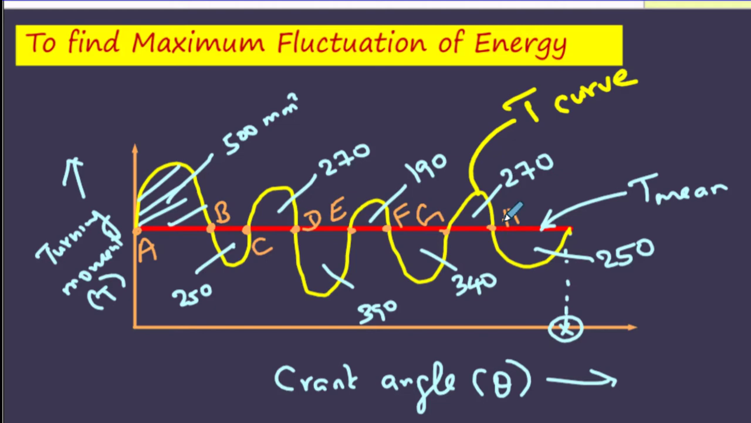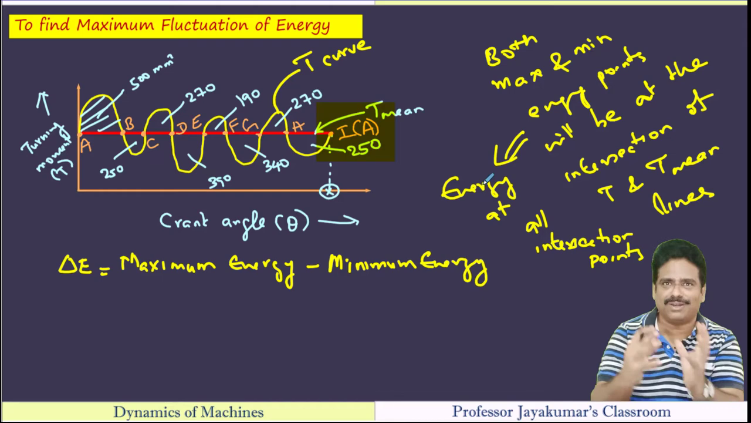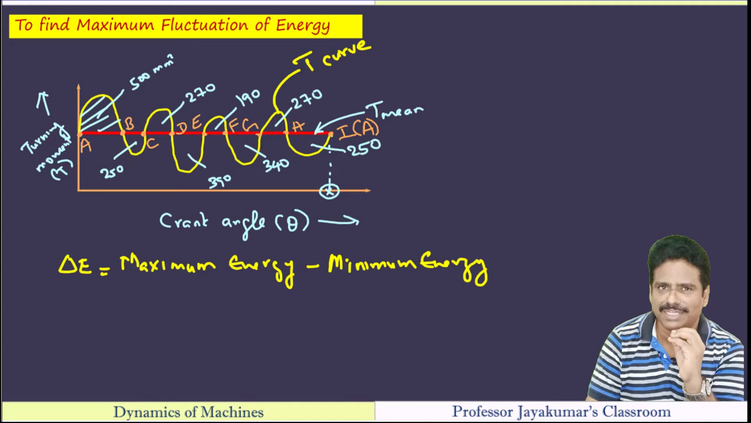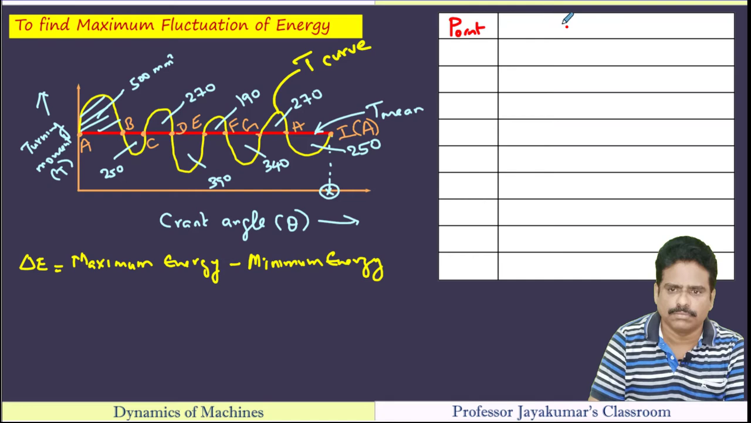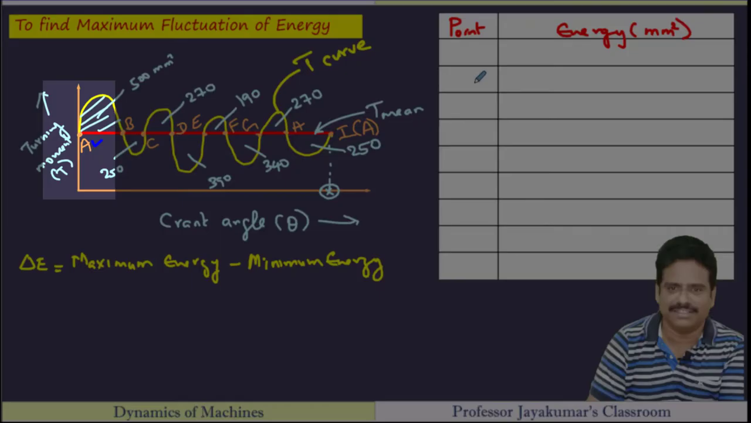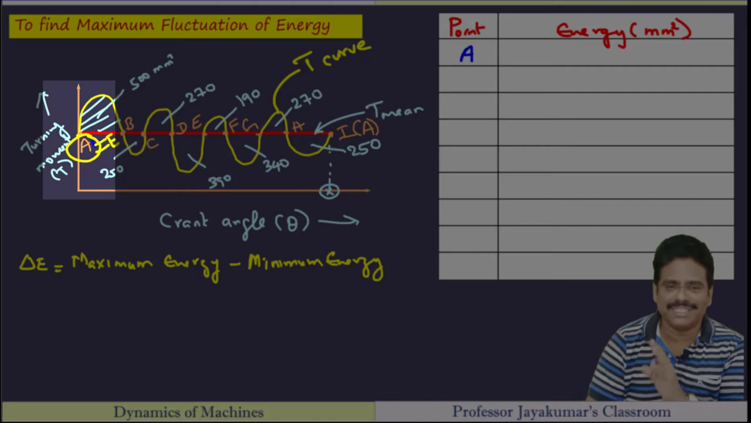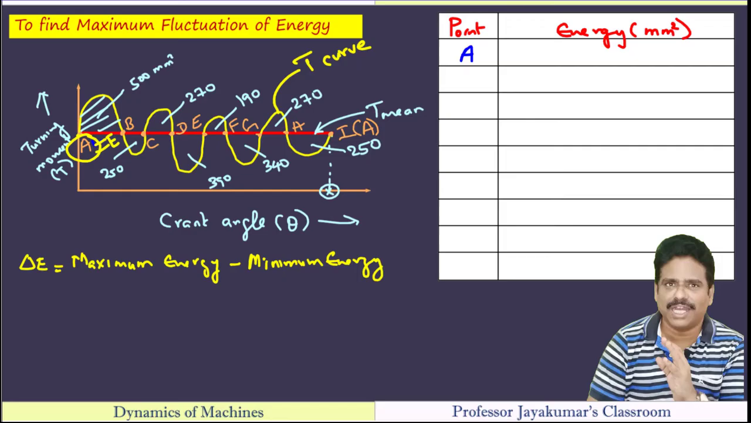I is nothing but A again. Why? The same turning moment curve is going to be repeated again and again. In order to find minimum and maximum energy values, let me draw a table. We will start from point A. At point A, there is some energy. So let us assume at point A, energy is E.